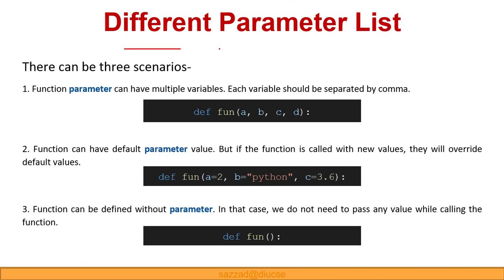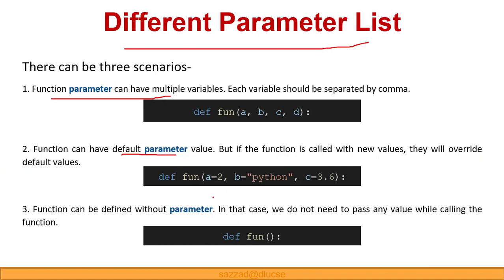Now, the different parameter lists. As we have discussed, a function can have no parameters, can have default parameters, and can also have multiple parameters. The first example shows a function named fun having 4 parameters, which means a function can have multiple parameters separated by commas. In the second case, we show that there can be default parameters, meaning we already assign values to the parameters, but if the function is called with a new value, the previous value will be overridden.